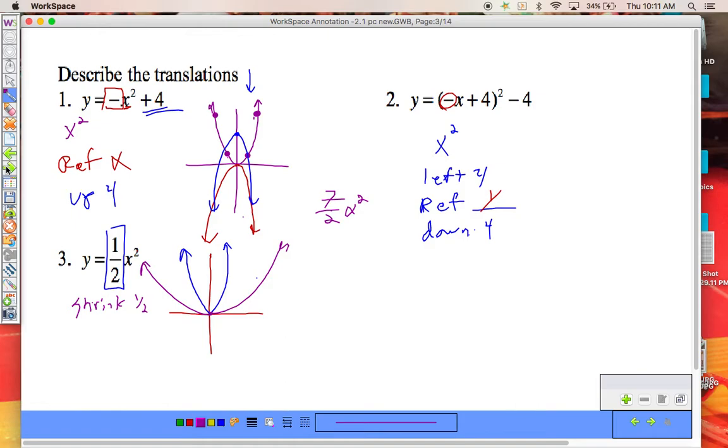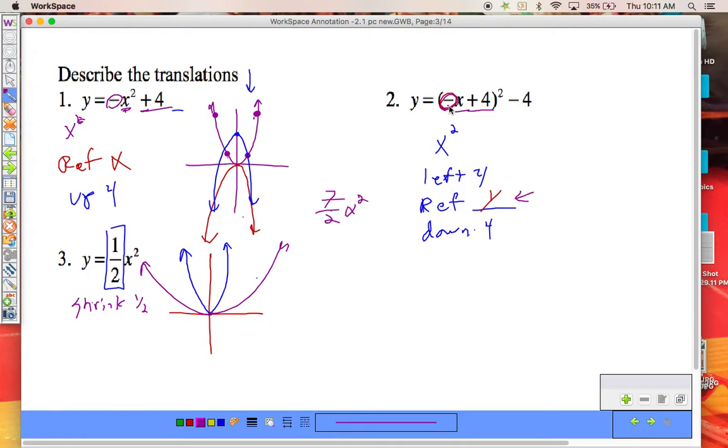All right, so describing the translations. Our parent function is going to be x squared. The negative on the outside is a reflection over x. The plus 4 in the back makes it up 4. On number 2, with the negative on the inside, the big difference here, that's a reflection over y. I have my parent function of x squared. Opposite of the inside is left 4. Negative on the x is a reflection over y. And a minus 4 in the back makes it go down.